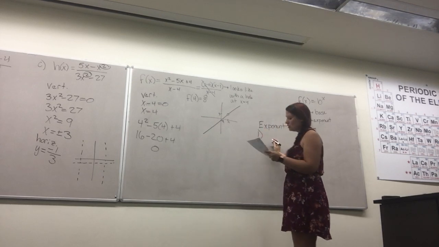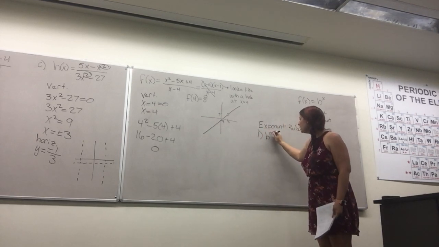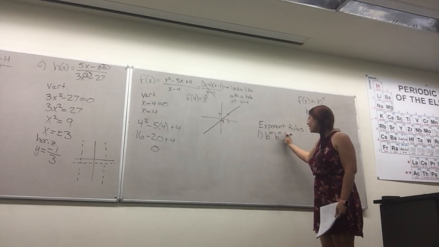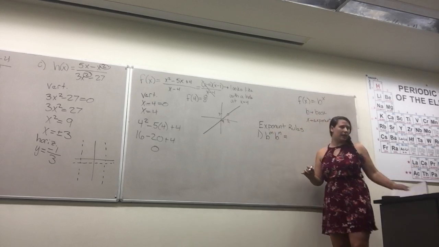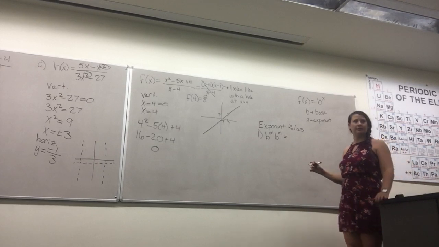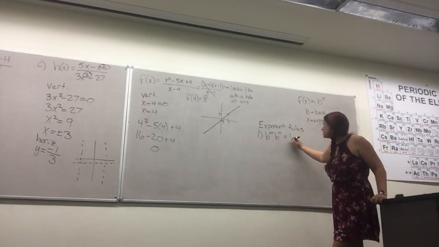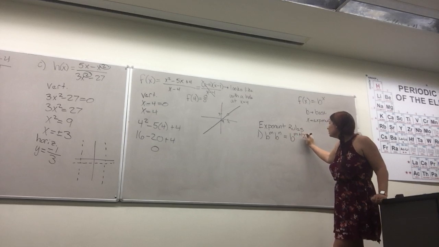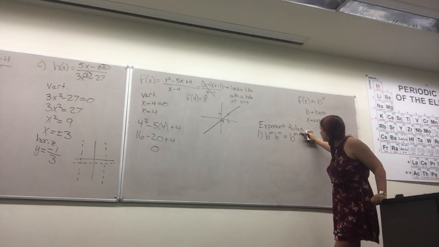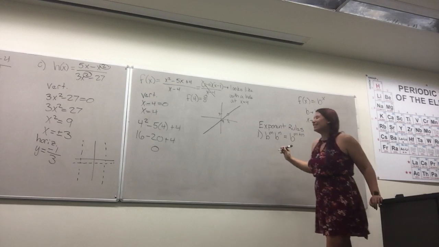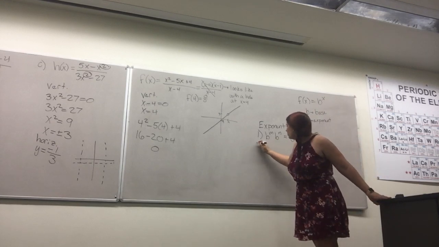First one is if we have b to the m times b to the n, what do we get? Anybody know? So we're multiplying same base. Yeah. We add the exponents, so m plus n. That's an n, not an h. It's the issue with using n's and h's.